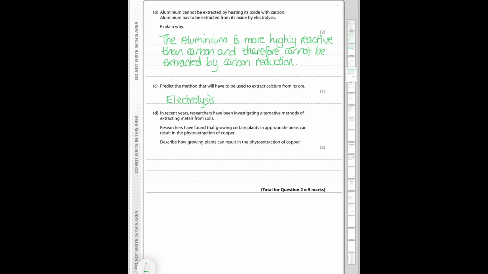And part D says in recent years, researchers have been investigating alternative methods of extracting metals from soils. Researchers have found that growing certain plants in appropriate areas can result in the phytoextraction of copper. Describe how growing plants can result in the phytoextraction of copper. So basically, this process involves growing plants that will absorb the copper ions from the soil, which are then stored in the plant and can be extracted when the plants are burned during the harvest.